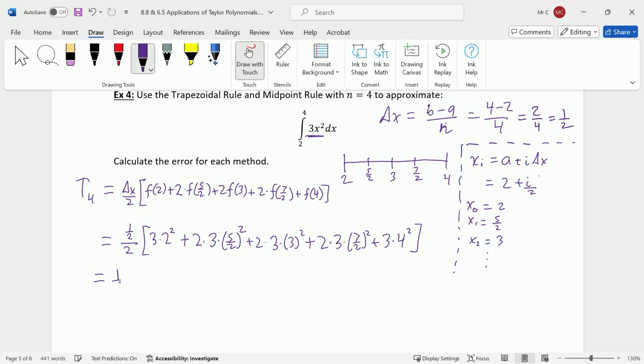Well, 1/2 over 2 is 1/4. That's certainly going to be less weird to put into a calculator. I also notice that every single one of these terms has a factor of 3 in it. And so I can factor the 3 out. And then what do I get left? 2 squared is 4. 2 times 5 over 2 squared, that's 25 over 4 times 2, so that's 25/2. Plus 2 times 3 squared, that's 18. 2 times 7/2 squared, that's 2 times 49 over 4, which is 49 over 2. And then plus 16 at the end here.